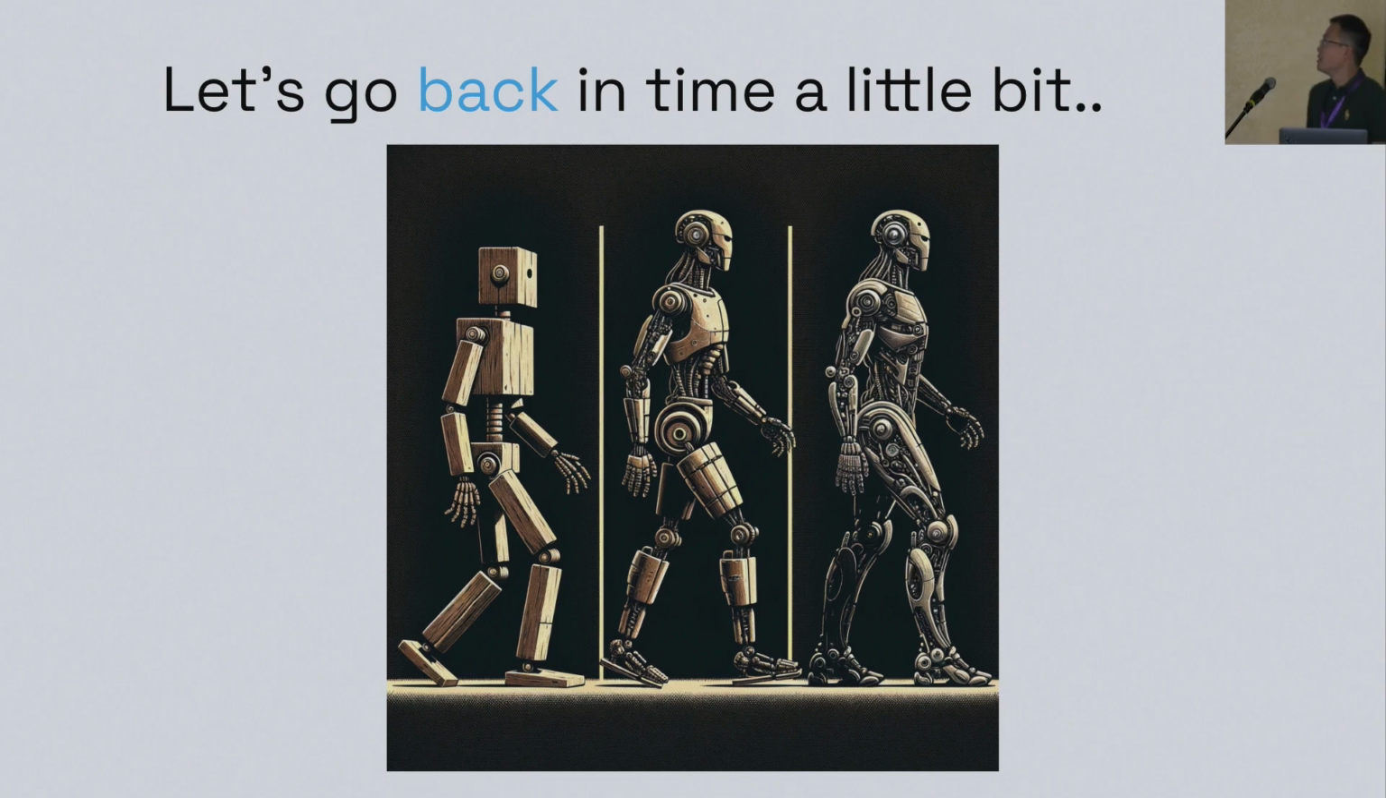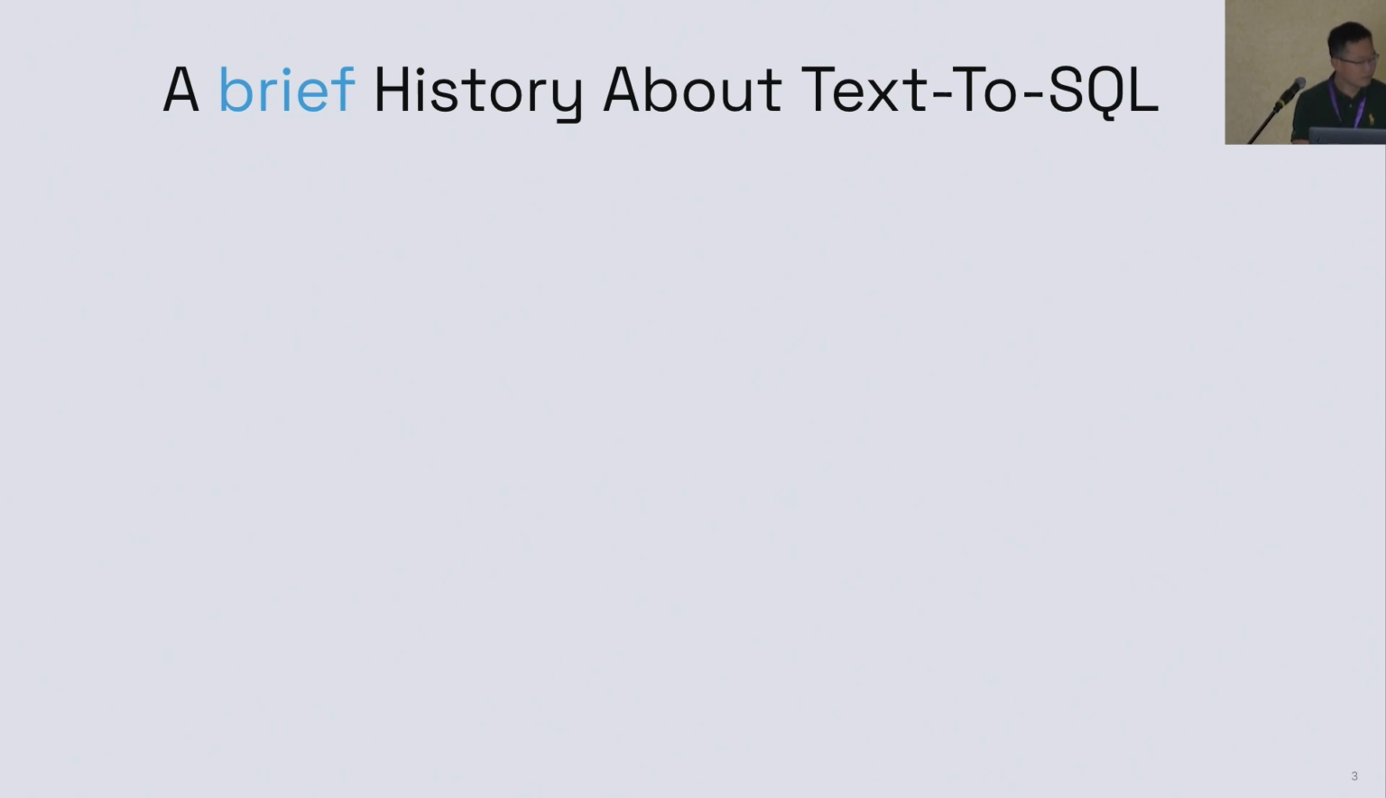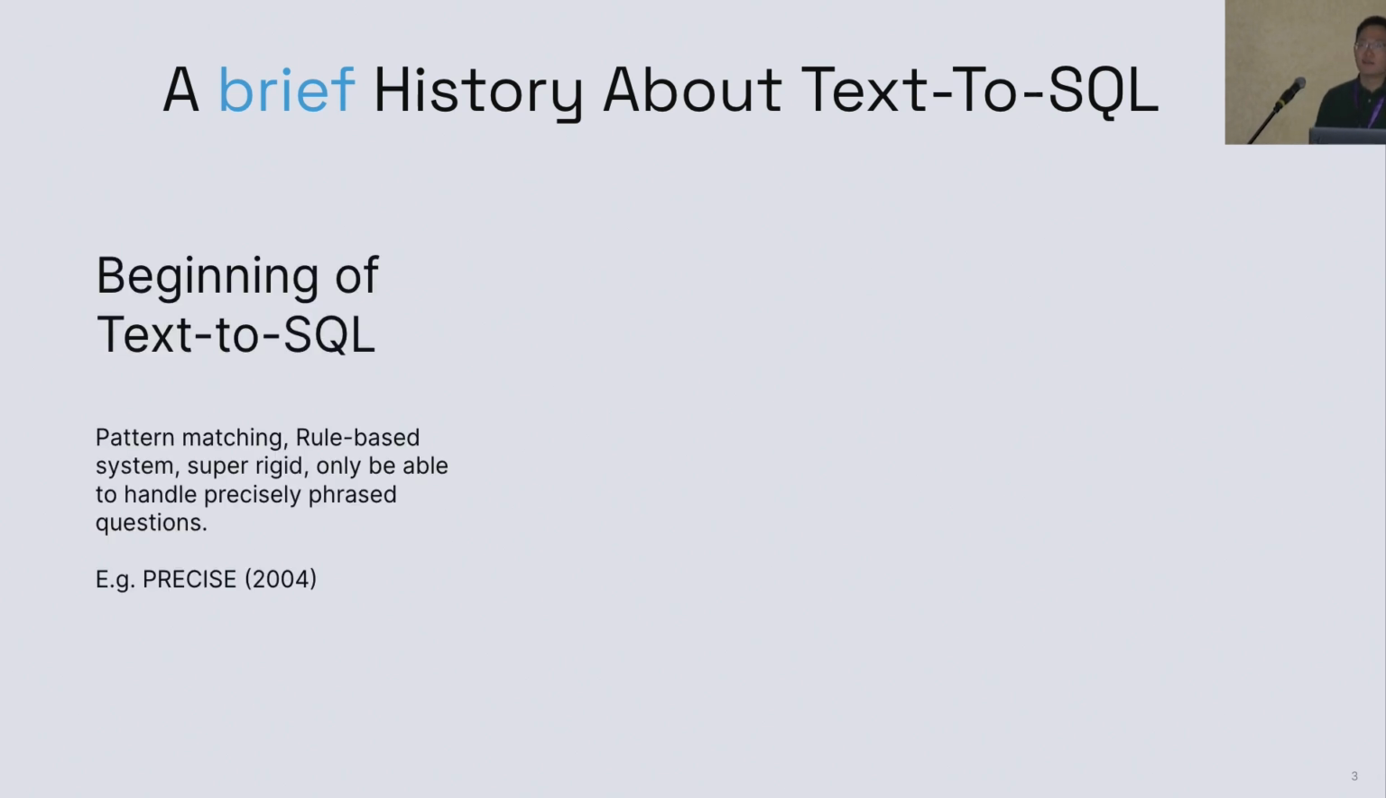Let's go back in time a little bit and look at the history of text-to-SQL. Text-to-SQL is a technology that has existed for a long time, probably four or five decades. The beginning of text-to-SQL was based on pattern matching. It's pretty much a rule-based system, and it's super rigid. I picked an example system called PRECISE, not because it is the earliest one, but because the name is actually funny. The name is precise, and you have to ask very precisely phrased questions.